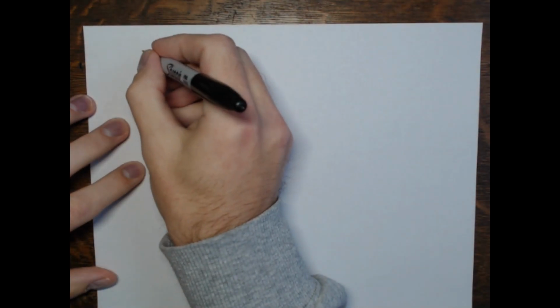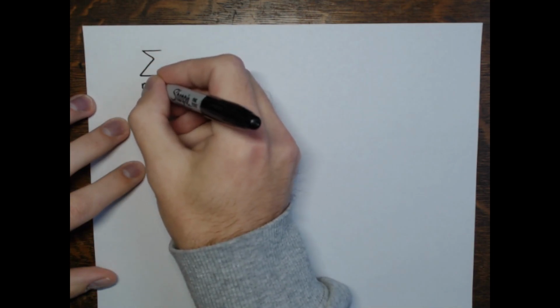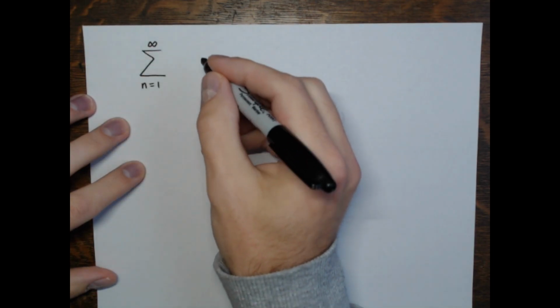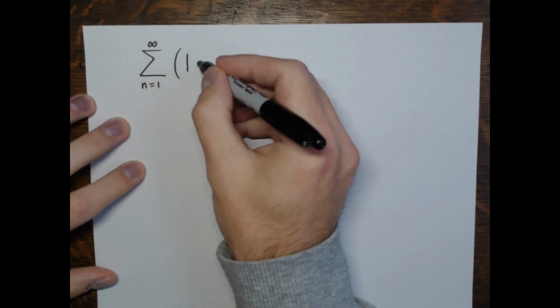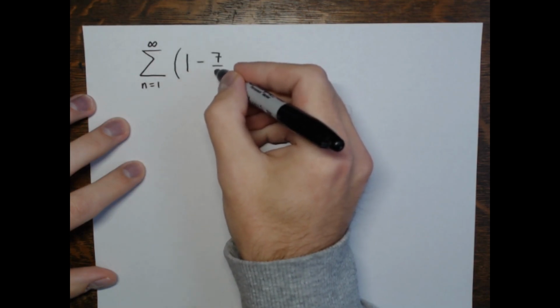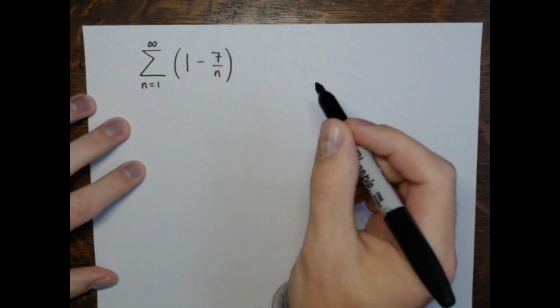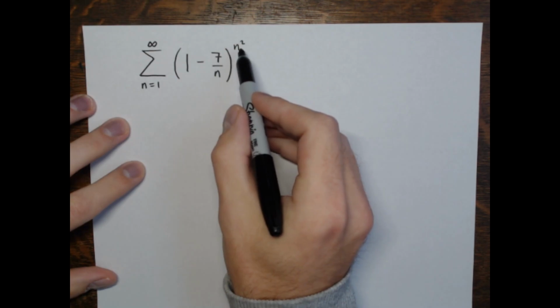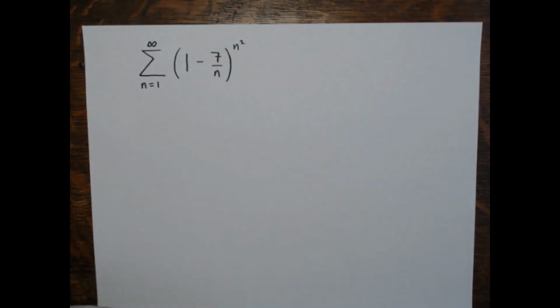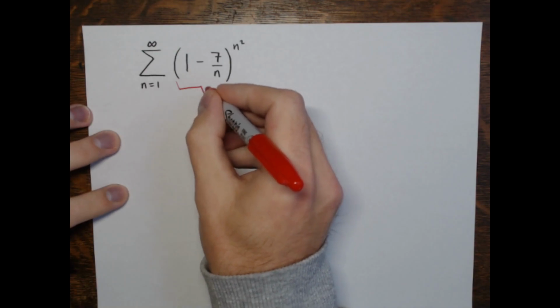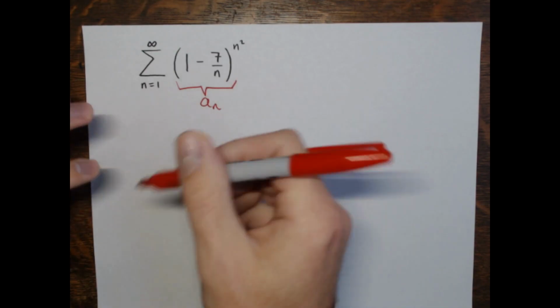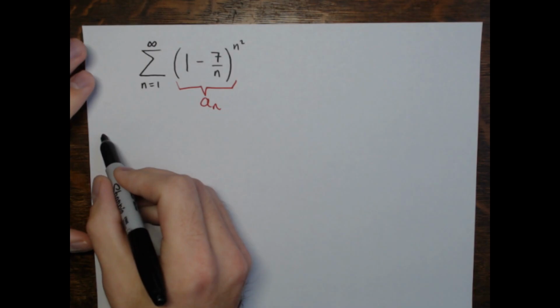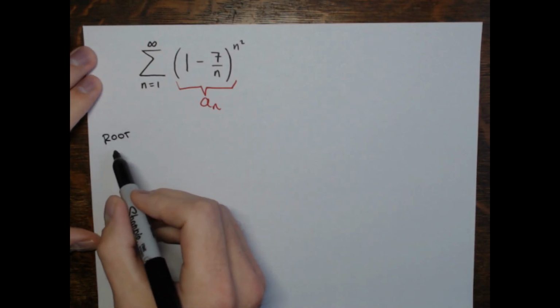So once again, I'll write the series out. I'll take that limit, try to apply the root test. So (1 minus 7 over n) to the n squared power. So again, this is a sub n. These are my a sub n's that we're adding up. And this is to apply the root test.